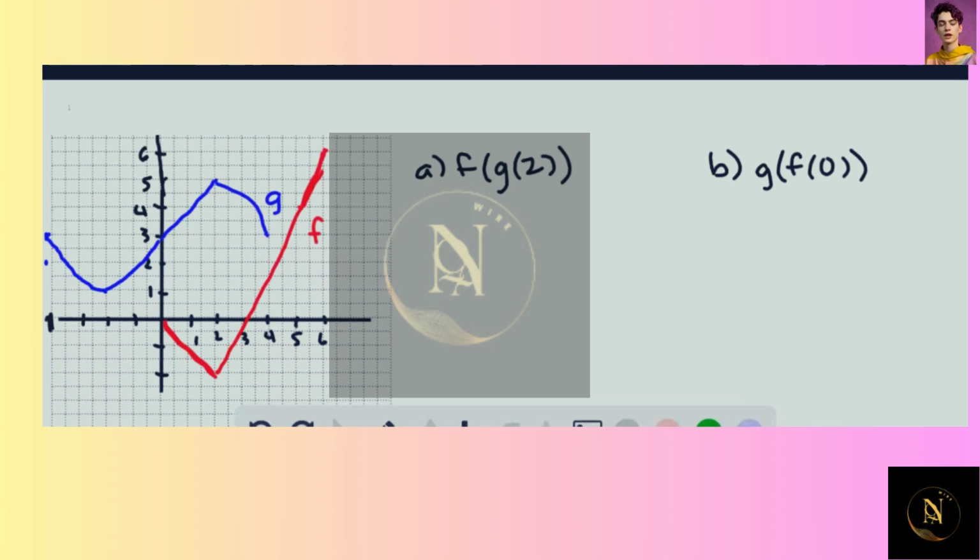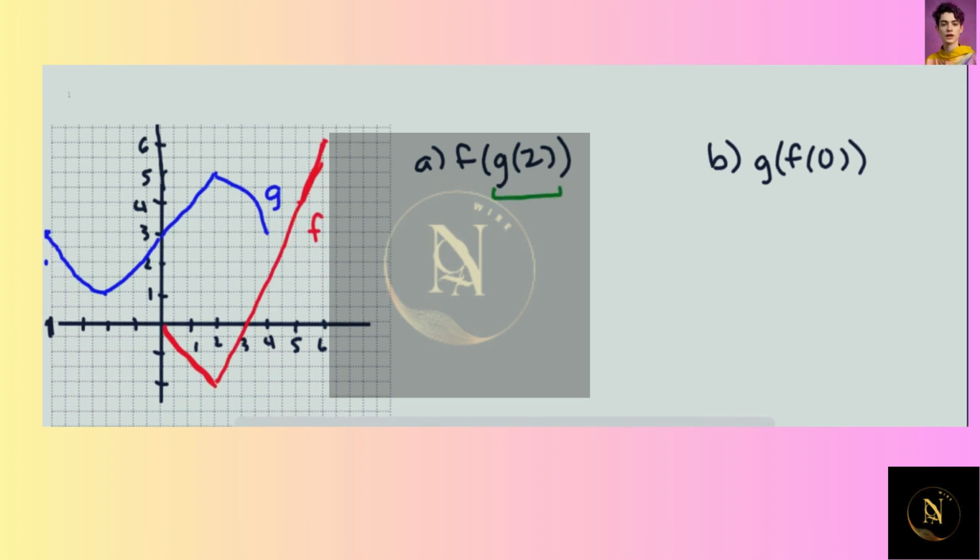All right, first we're going to find part A, f of g of 2. So we start by finding g of 2. We find where x equals 2, and then we follow that up to where it meets the g graph, and that would be at 5. So g of 2 is 5. We substitute that in, and now we're finding f of 5. So we find x equals 5, and then we go up to where that meets the f graph, and that's at 4. So our answer is 4.